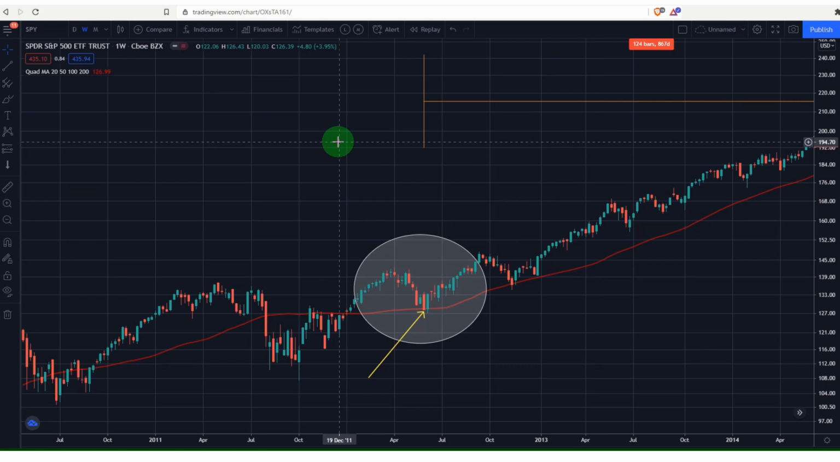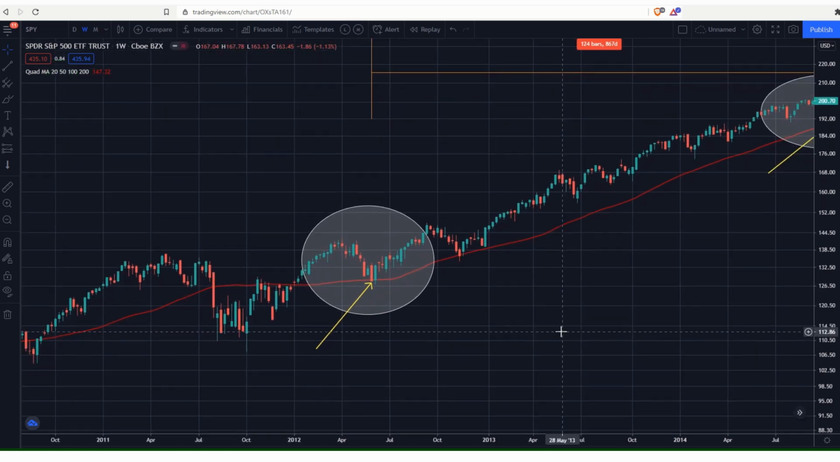Next, we'll be using this free website, tradingview.com, for our technical analysis. The ticker symbol for the S&P 500 is SPY. We are in the weekly time frame, and the one indicator that we'll be using is the 50 weekly moving average, which is this red line.